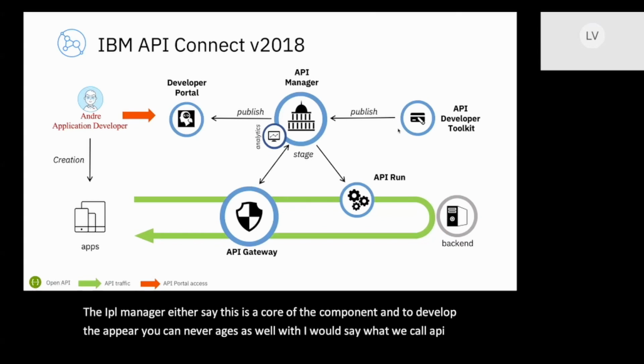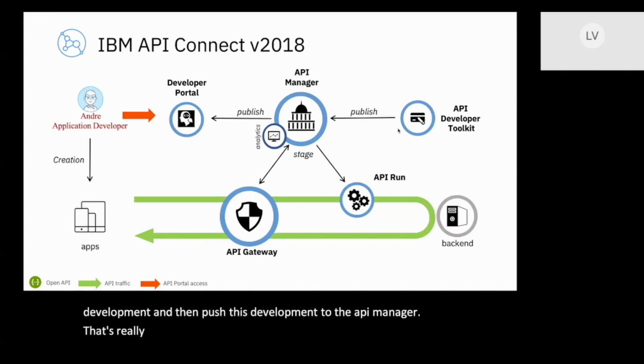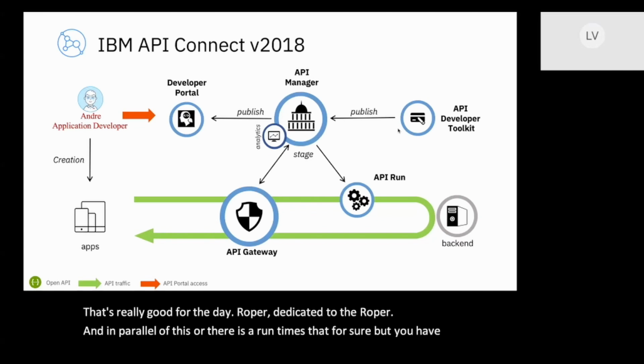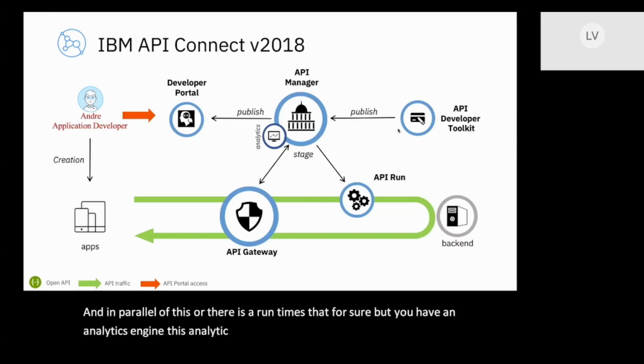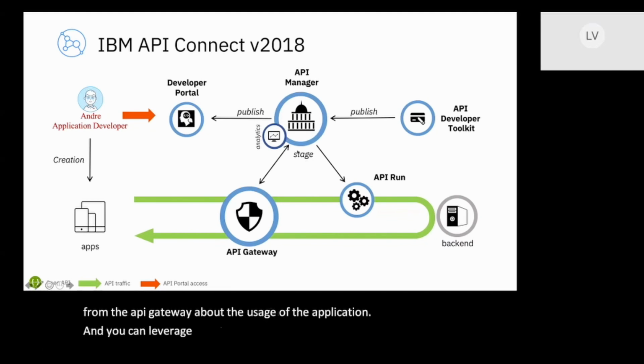You can instantiate locally to do the development and then push this development to the API Manager. That's really dedicated to the developer. In parallel of this, there is a runtime, that's for sure, but you also have an analytics engine. This analytics engine has the role to get information from the API Gateway about the usage of the application. You can leverage this information at the end of a period to maybe send a related invoice about the usage of this API to the customer. Or you can leverage the plan you assign to the product.